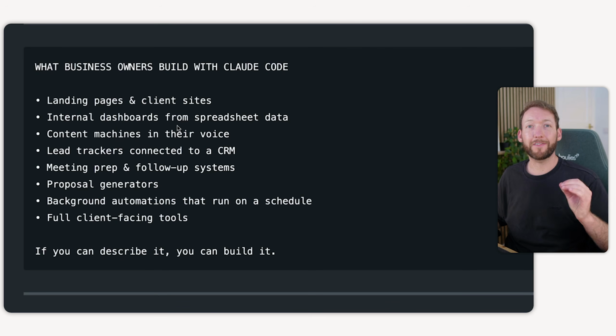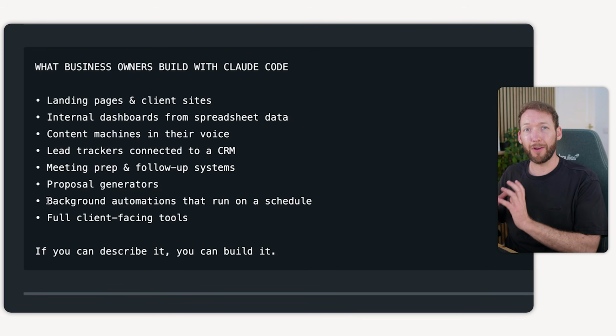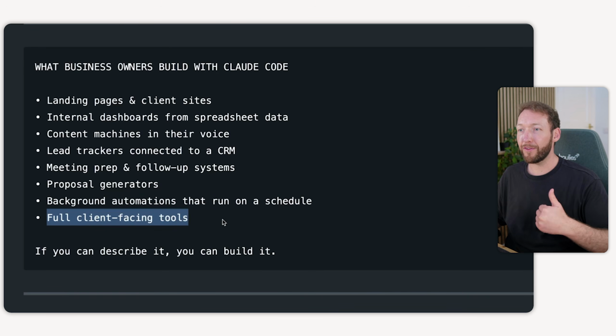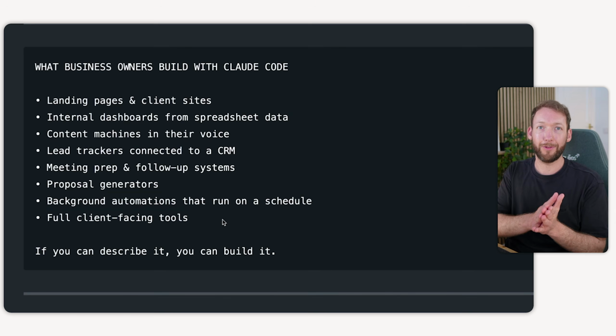And there are a ton of other use cases that people are either building inside the Agentic Academy or elsewhere that are extremely impressive from a variety of backgrounds. You don't need to be technical to actually start using this today. Some examples I'm going to show on screen, like landing pages and client sites we've already seen, internal dashboards from spreadsheet data to make it more visually appealing, content machines that actually generate content in your voice or extend your research, lead trackers, meeting prep and follow-up assistants, proposal generators, background automations that run whilst you're not there on a schedule, as well as full client-facing tools. The point is, if you can describe it, you can build it with Claude Code, but only if you follow the right steps.